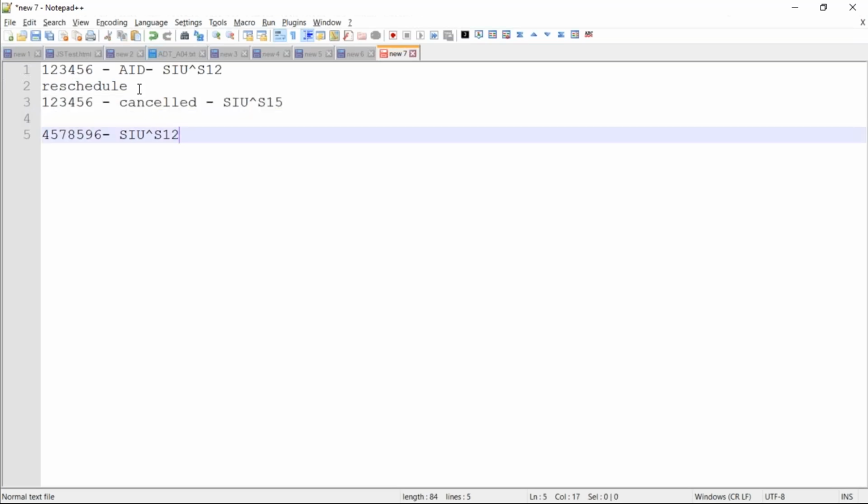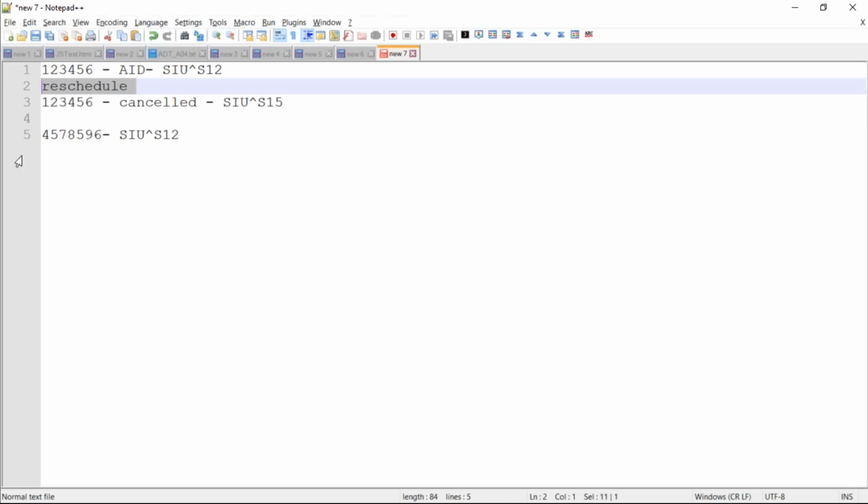Okay. Even if the appointment is being rescheduled, the system works in such a way that it will cancel or delete the existing appointment and create a new one altogether with a new ID when an appointment is rescheduled.